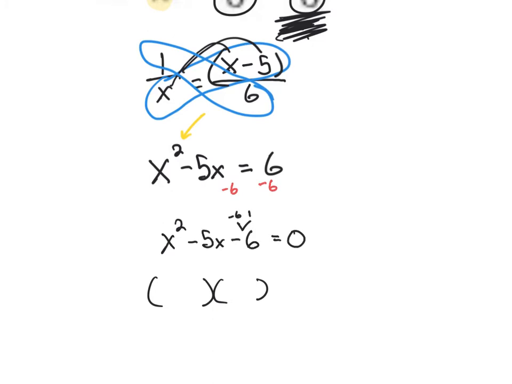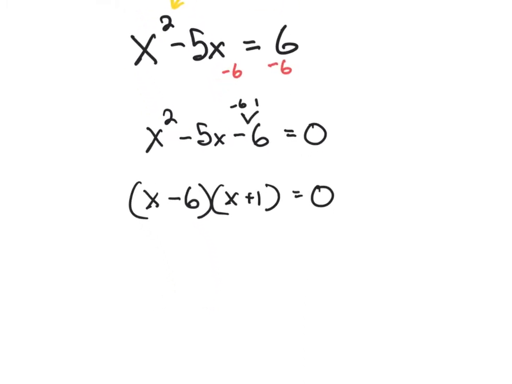How about negative 6 and 1? Multiply them together, you get negative 6, and add them together, you get negative 5. So I'm going to put a negative 6 in the first parenthesis, and positive 1 in the second parenthesis. It doesn't matter what order you put those in. So it equals 0. If this group equals 0, the whole thing equals 0. If this group equals 0, the whole thing equals 0. So if x minus 6 equals 0, we got a solution. If x plus 1 equals 0, we have a solution.